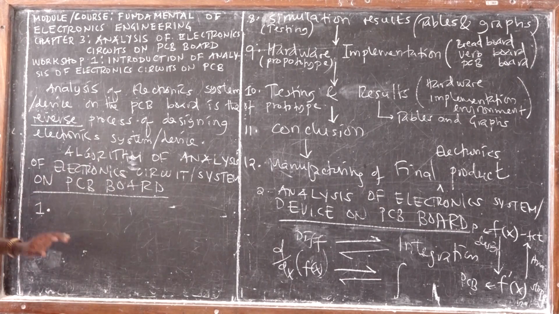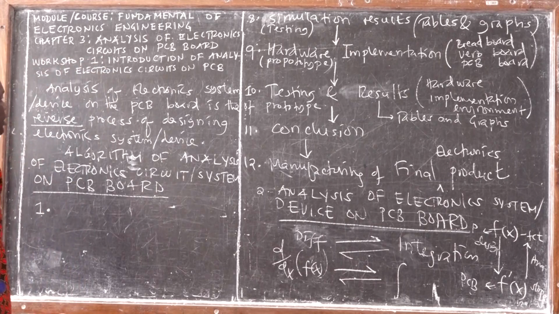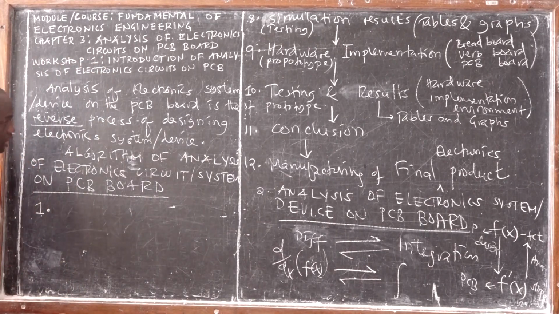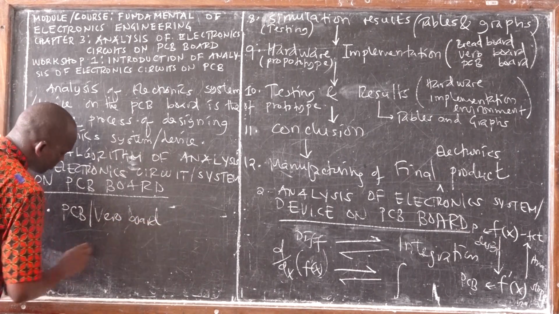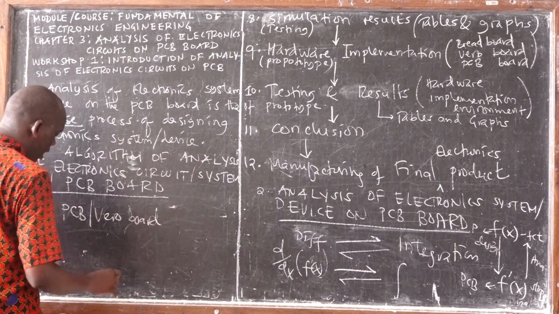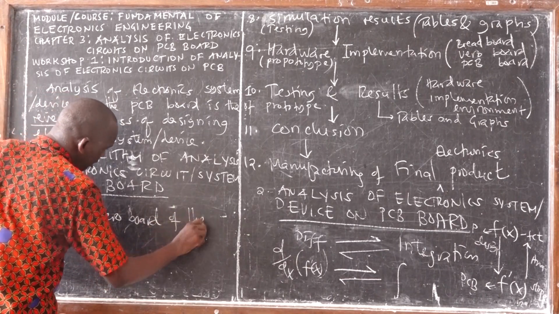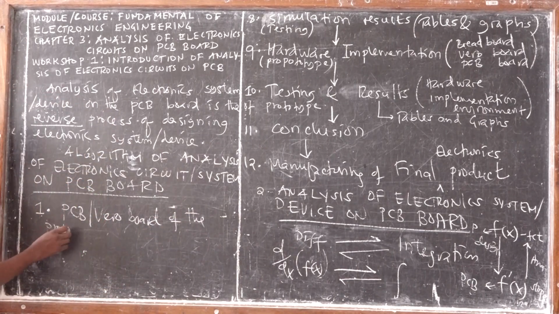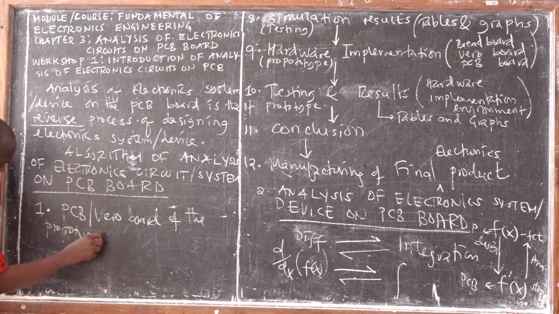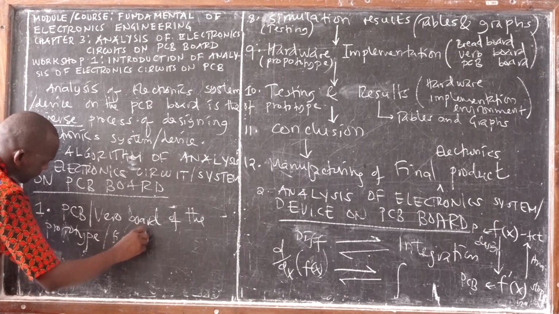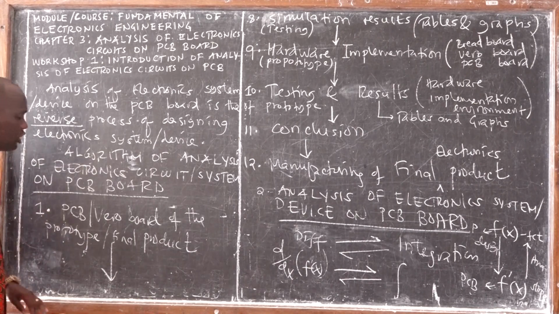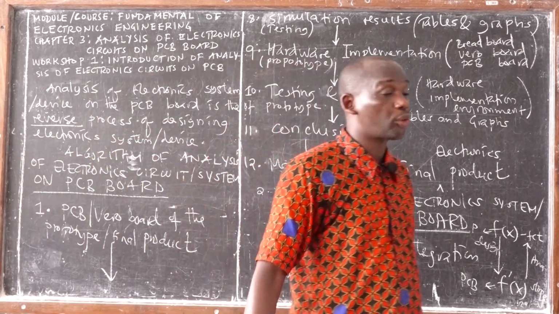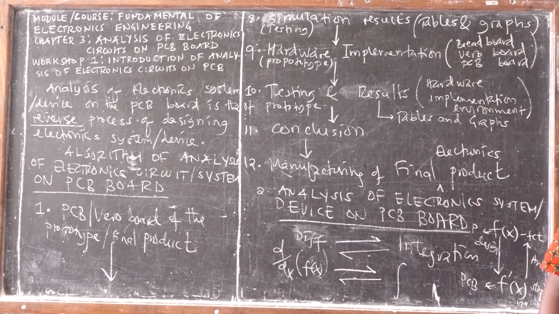The first step, we say that we should start from what? From the PCB board or Vero board of the prototype or final product. So the first thing that we should have is the PCB or Vero board of the prototype or final product. That's the first step.